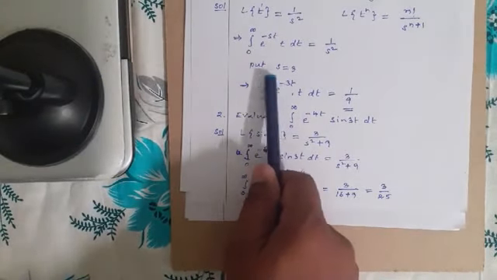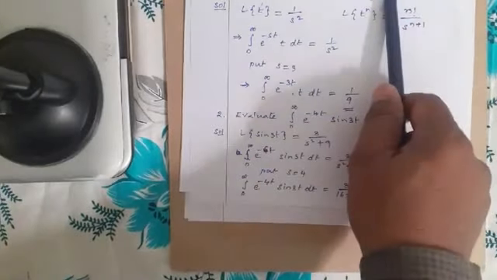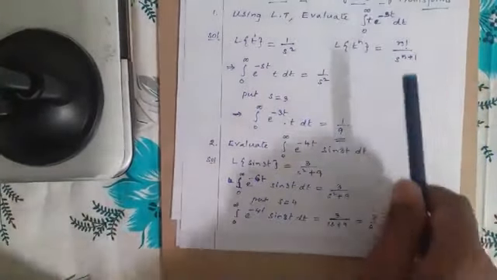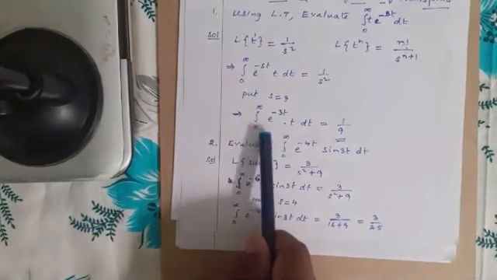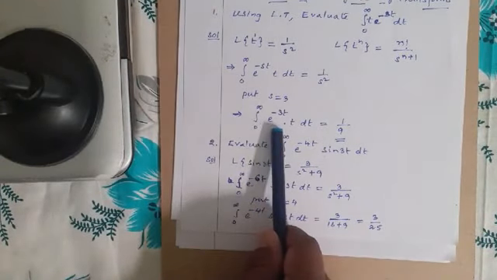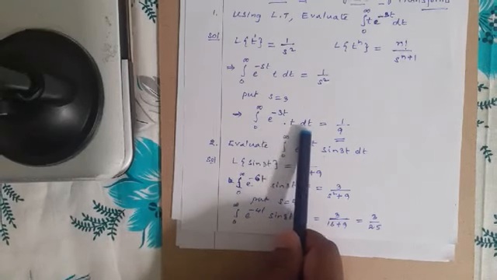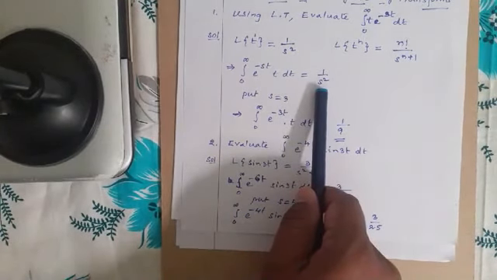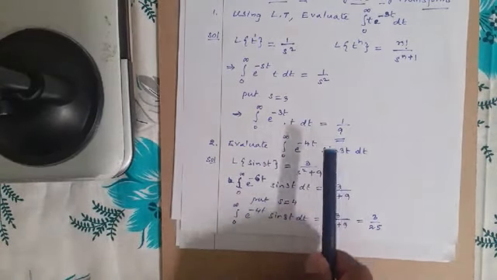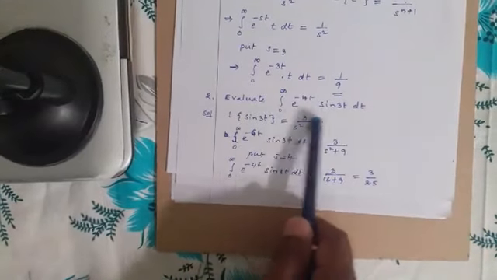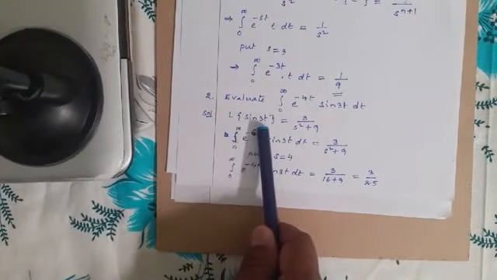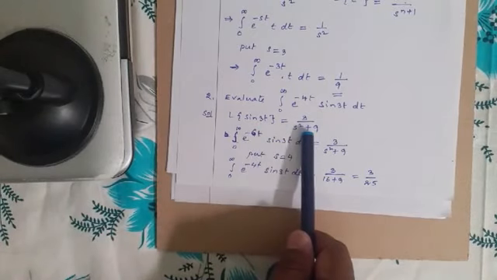Then after that we have to substitute, seeing in the problem that it is given e power minus 3t, so we put s equal to 3. So the integral from 0 to infinity of e power minus 3t into t dt is equal to 1 by s square, and substituting s equal to 3, it becomes 1 by 9. In the same way, in this problem also, first we have to find the Laplace of sin 3t, so that we get 3 by s square plus 9.